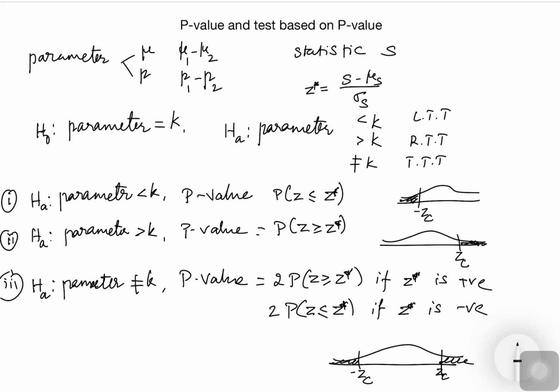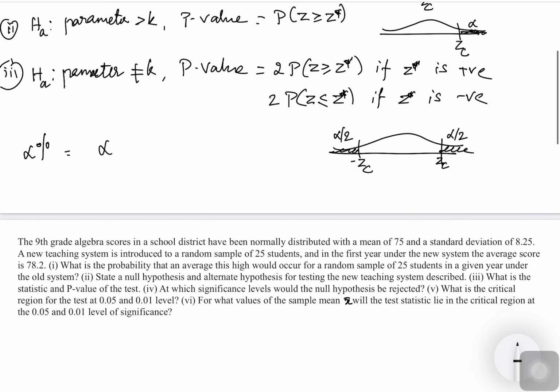At alpha percent level of significance, or just alpha level of significance, we know that for the left-tailed test, alpha percentage of scores will lie below minus zc. For a right-tailed test, alpha percentage lies above zc, whereas for a two-tailed test, alpha by 2 percentage lies above zc, and alpha by 2 percentage lies below minus zc. So now let us move on to the problems.